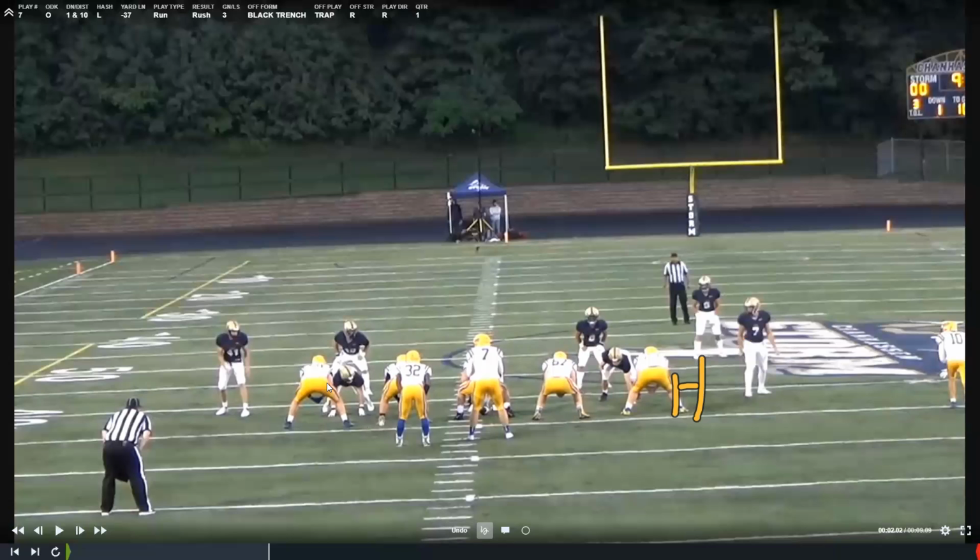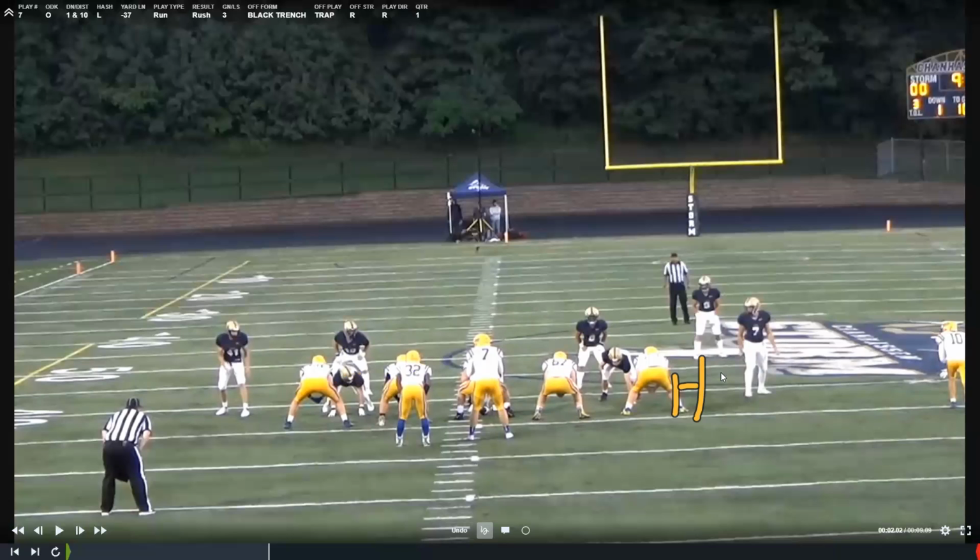Counter looks pretty much the same. Down block, we'd say 7-7-7, double team to backside backer, pull, kick out, first person outside the tackle, wheel and seal, lead up and through the hole. Okay.